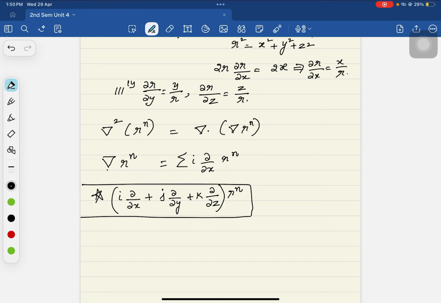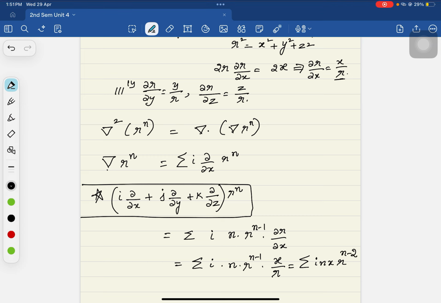Let us now find the derivative of r power n with respect to x. That is n into r power n minus 1 into the derivative of r with respect to x. And that is given by sigma i n times r power n minus 1 times dou r by dou x. Just now we have seen that it is x by r. So the value will be sigma i n x r power n minus 2. So that is what you get.